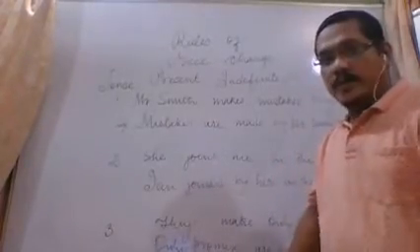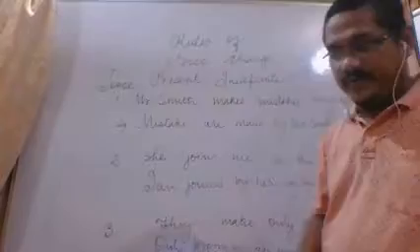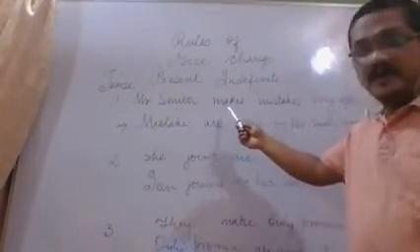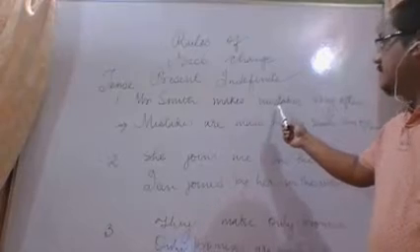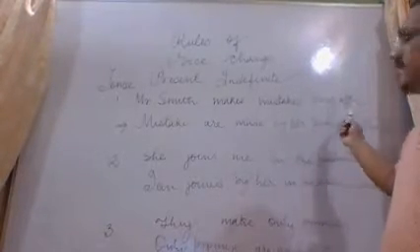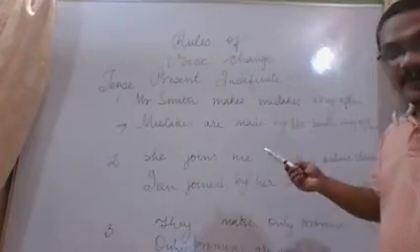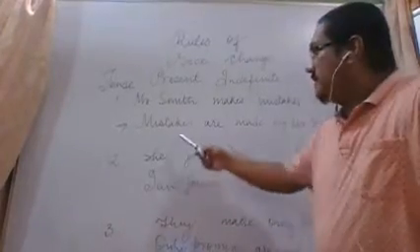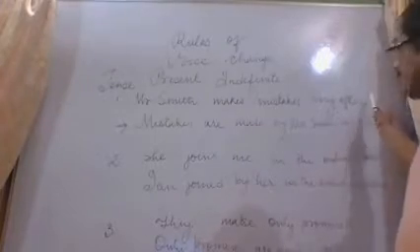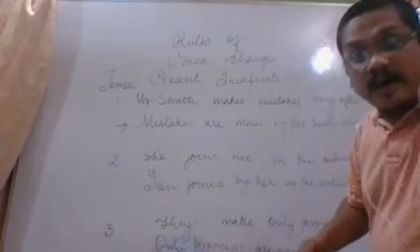Here are a few sentences I have just written. First one is: Mr. Smith makes mistakes very often. What will it be in passive voice? Mistakes are made by Mr. Smith very often. This "very often" is a complement.